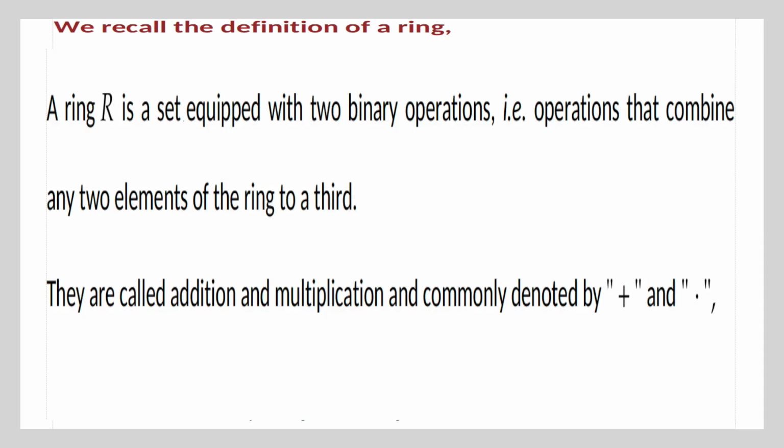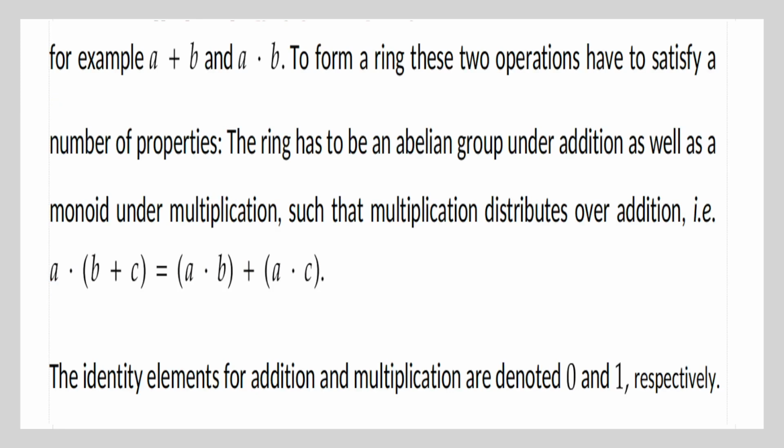A ring R is a set equipped with two binary operations, that is, operations that combine any two elements of the ring to a third. They are called addition and multiplication and commonly denoted by plus and dot, for example, a + b and a · b. To form a ring, these two operations have to satisfy a number of properties.